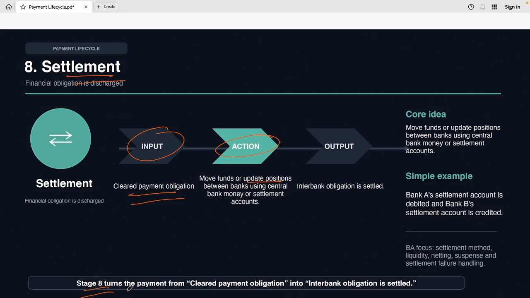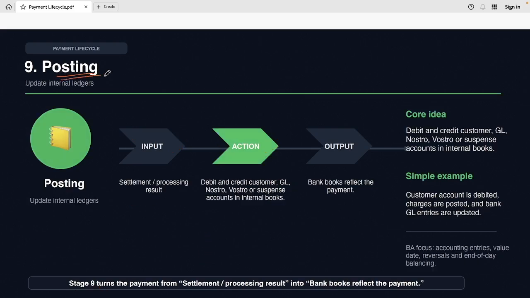So after the processing or settlement is done, the bank must update its internal accounting records, and that stage is called the posting. Posting basically means updating, and the input in this particular stage is the settlement or the process result. And what actions are performed? The bank creates debit and credit entries in their internal books. A ledger is an accounting record containing financial entries. A debit and credit are the two sides of an accounting entry. So their effect depends on the type of account being updated.